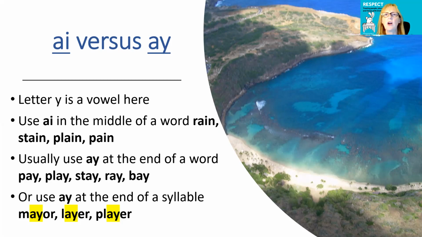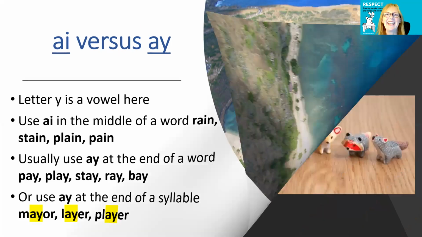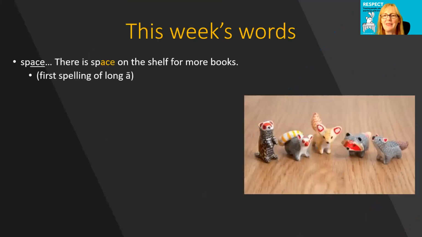AY is going to also be used at the end of a syllable. Mayor, layer, player. So how many players in the game? We have a two-syllable word. The end of our first syllable, the long A sound, is going to be spelled AY. So it's kind of like at the end of a word and at the end of a syllable, they're similar. You can cut that word right there with the syllable. You're going to have AY there instead of AI. It's pretty clear, huh? I love that. It's so cool.